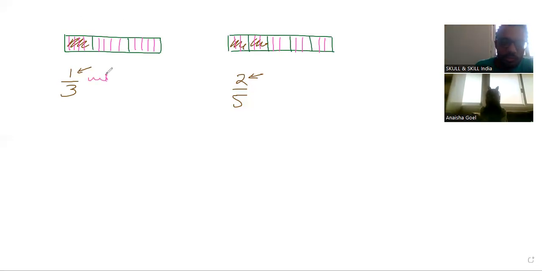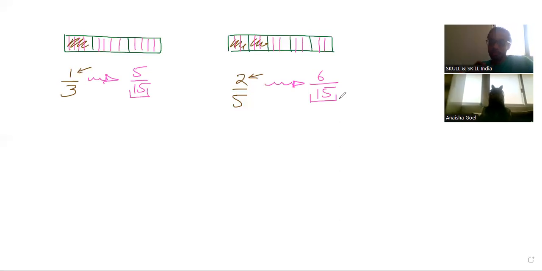So this has actually become 5 out of 15 parts, and this has become 6 out of 15 parts. Now, because in both of these there are 15 total parts, and obviously both of them are the same objects. They are not like, I mean, it's not that one is a candy and the other is a sweet. They're the same things. They're identical. Okay. Now, each and every part of this and each and every part of this are exactly the same size, quantity, everything, right? Isn't it?